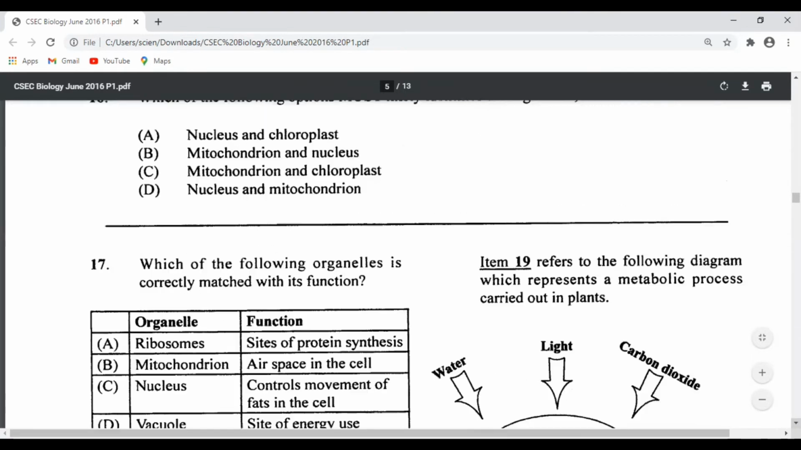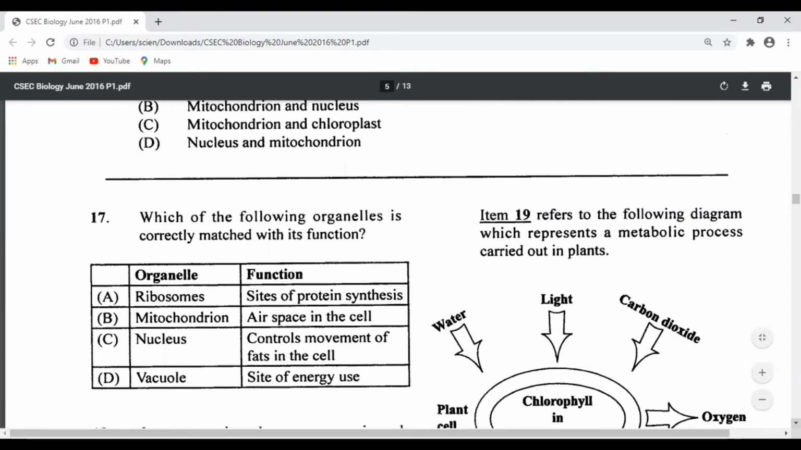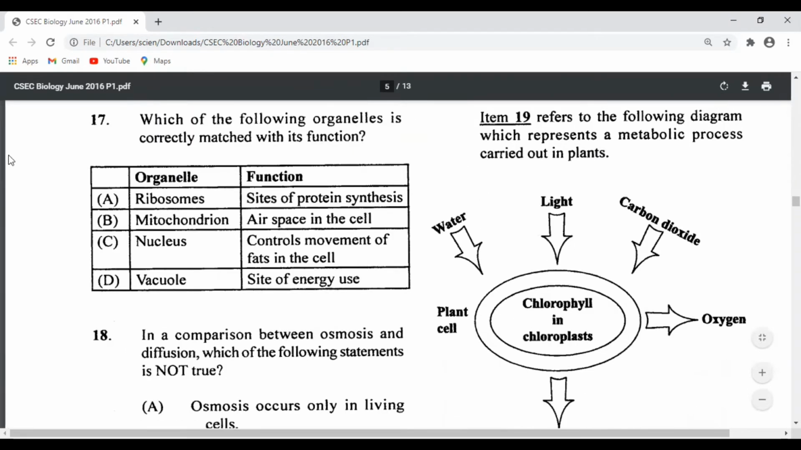So 17. Which of the following organelles is correctly matched with its function? So we have a table, organelle and function. So we have A, ribosomes, site of protein synthesis. B, mitochondria, airspace in the cell. C, nucleus, controls the movement of fats in the cell. D, the vacuole, site of energy use. So now that's not the function of the vacuole, that's the mitochondria's function, so that's out of it.